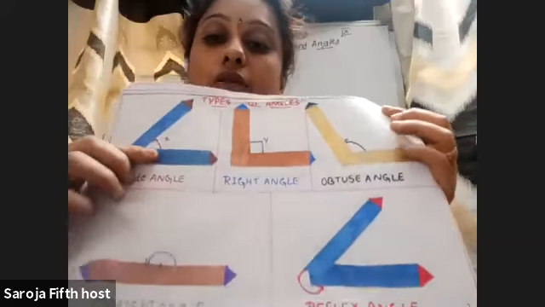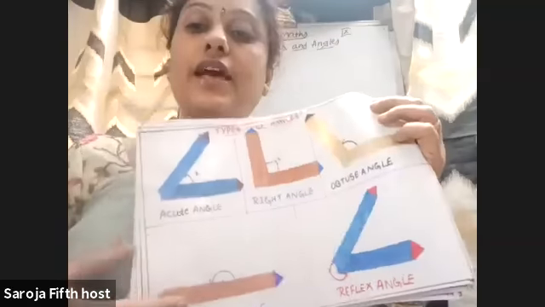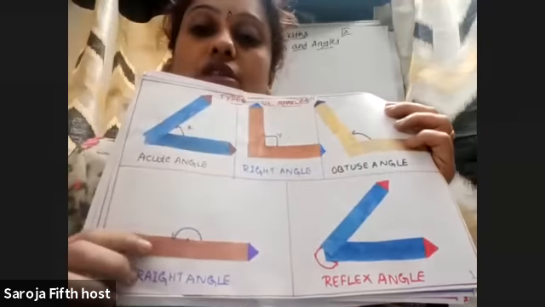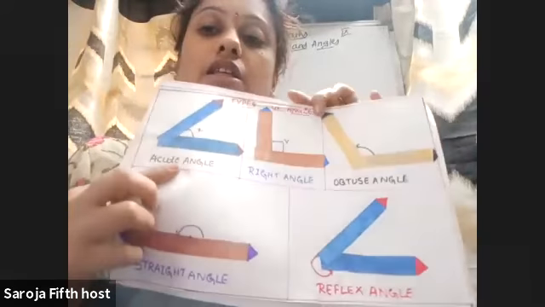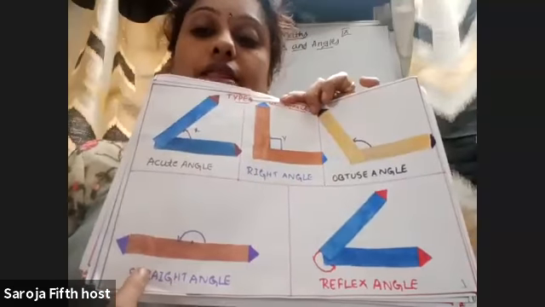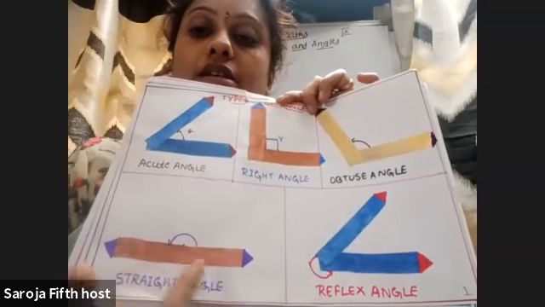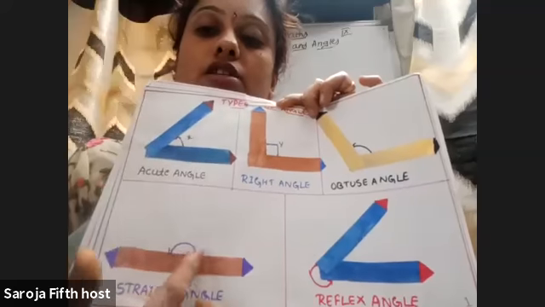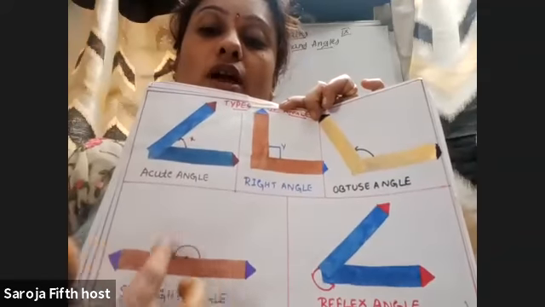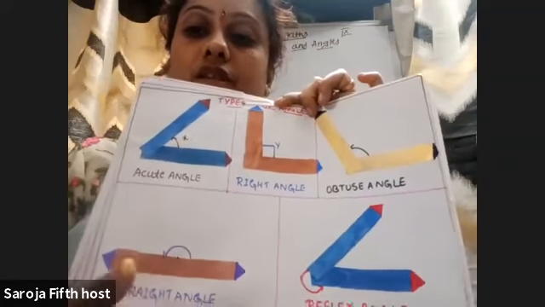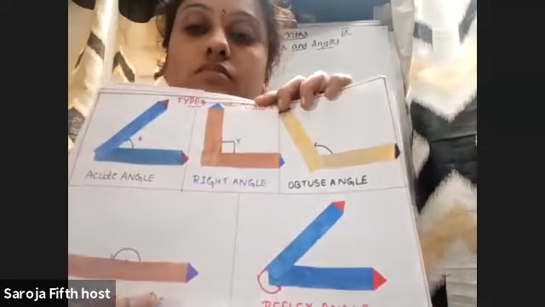These all you know, but I really want to show you the straight angle, which is very important for this chapter. Straight angle means there will be a straight line. So this angle always measures 180 degrees. Is it clear? Yes, ma'am.